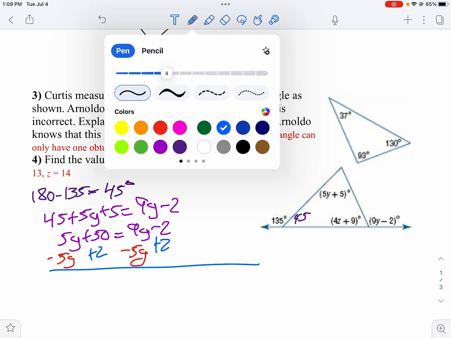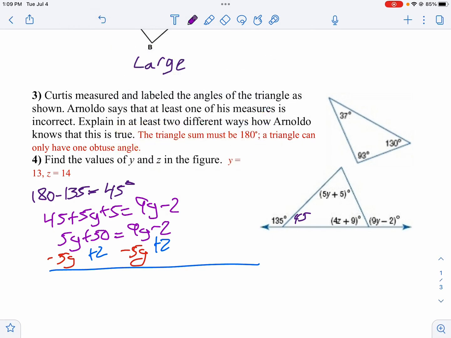So then we'll get 50 plus 2 is 52. 9y minus 5y is 4y. If I divide both sides by 4, y turns out to be, let me see, 52 divided by 2 is 26, so divide that by 2 again, I get 13. So y equals 13. It's what I typed in for you here.